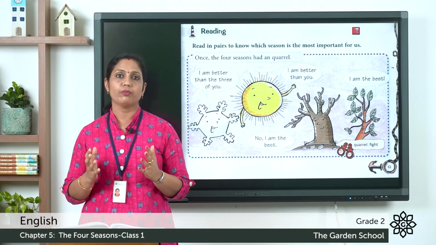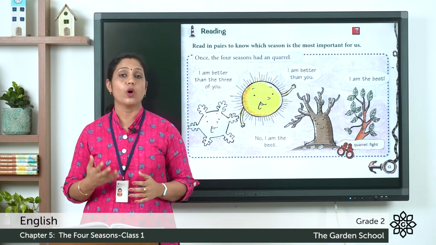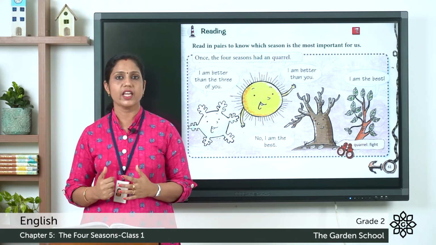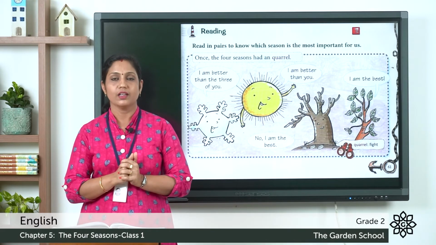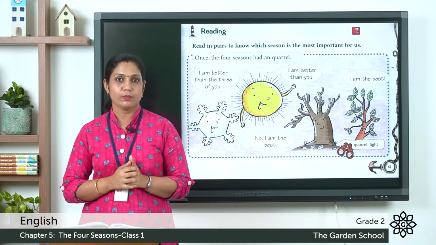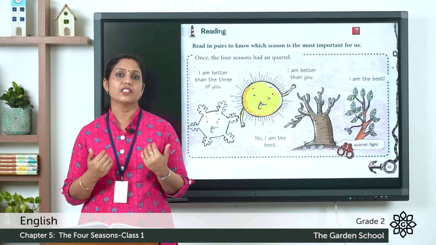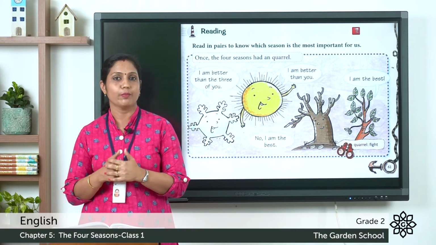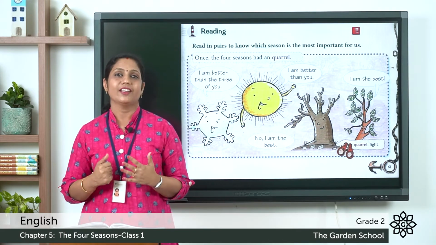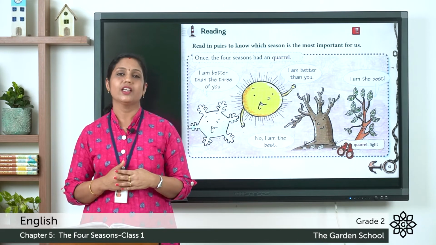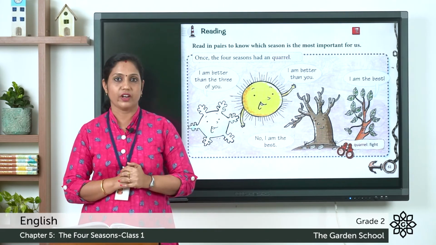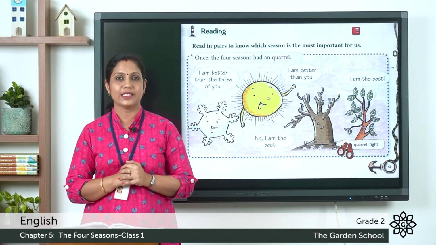So these 4 seasons were friends. But once they started fighting, saying, I am the best, I am the best. You also often fight with your siblings, cousins, friends, right? Saying, this is mine, this is yours, mine is best, right? But should we fight? No, right? So here also the seasons started fighting. So let's see what happens.